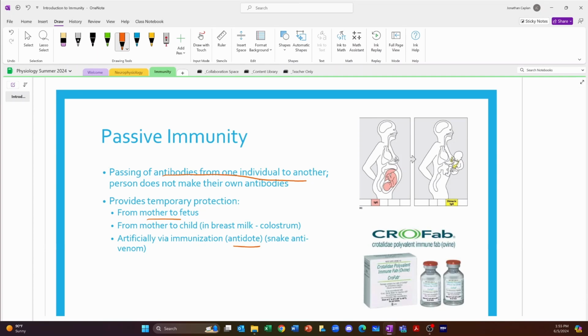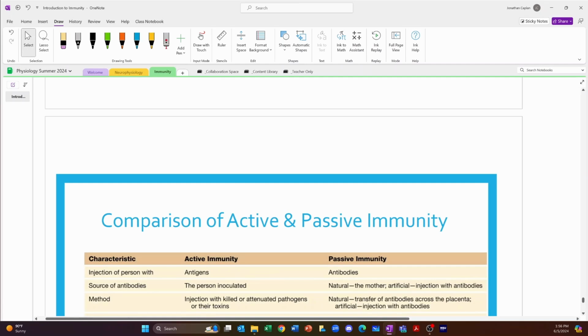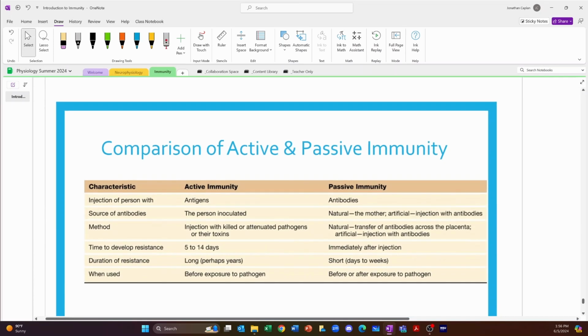Snake venom and rabies are very, very rare things. We really shouldn't see them very much, so you shouldn't have an immunity to those things because you don't need it. So if you get bit by a dog that you think is rabid, or bit by a snake, they just give you the antibody. The antivenom is the antibody to the snake bite. They just give it to you, and it takes care of the infection for you. So that's what that is referring to. But again, it's passive because you're not creating the antibodies yourself. You're just given them from somewhere else, from the mother or from an antidote.